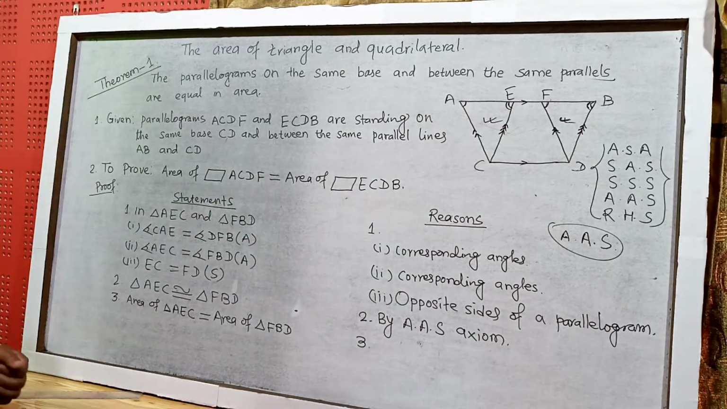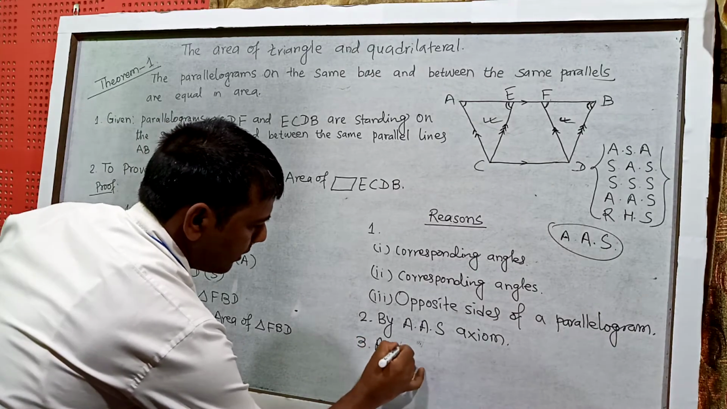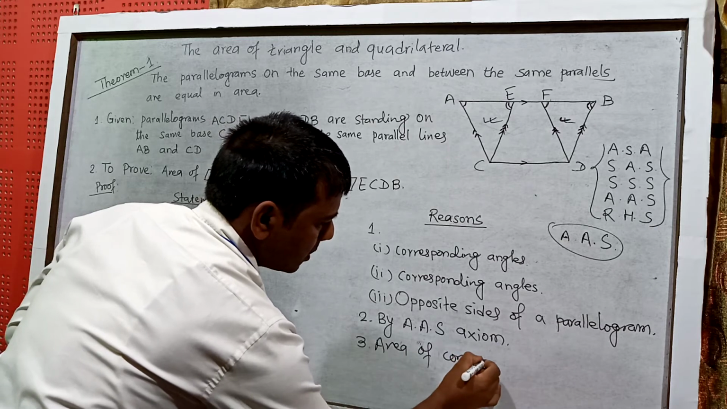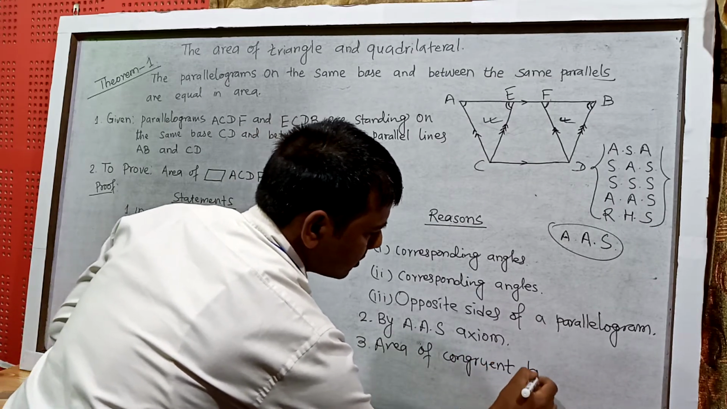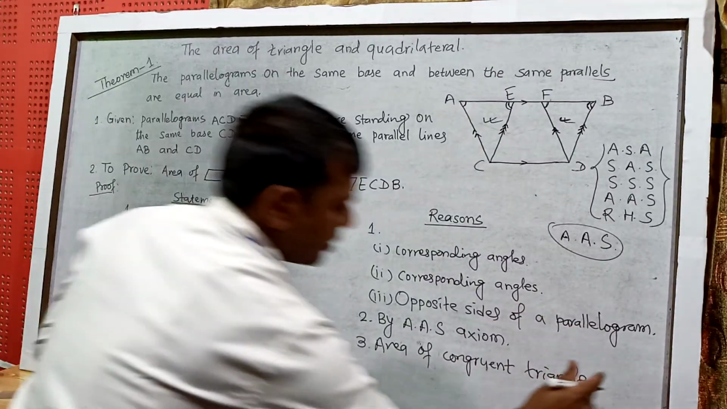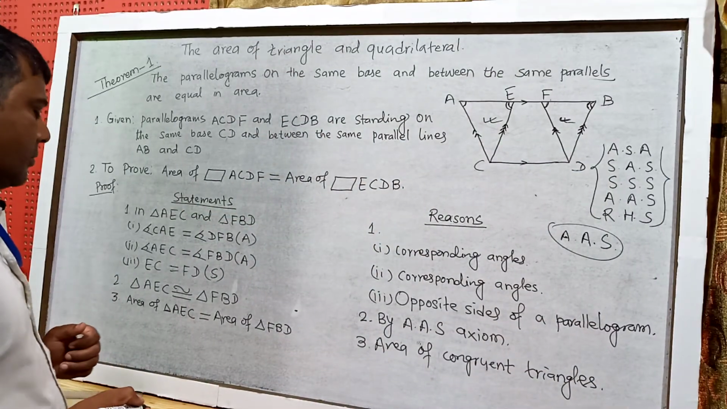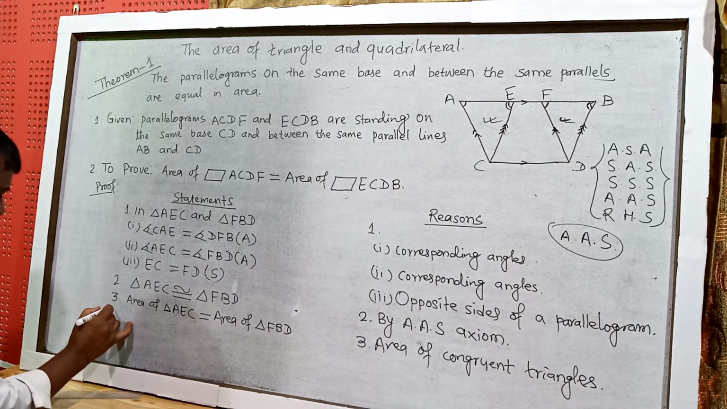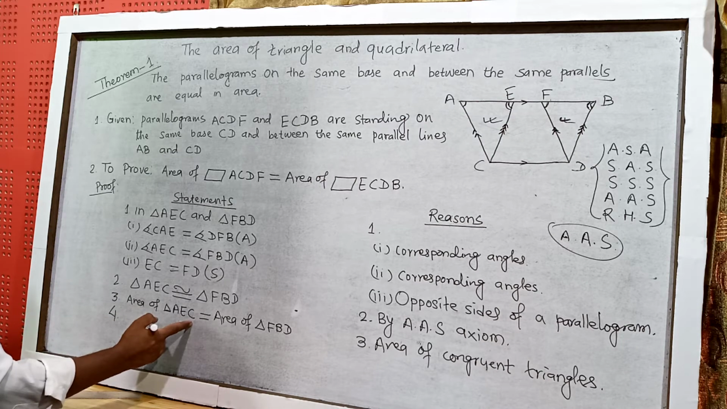Reason? What is the reason? The reason is area of congruent triangles are equal. After showing the congruent, their areas are equal. So we wrote this.